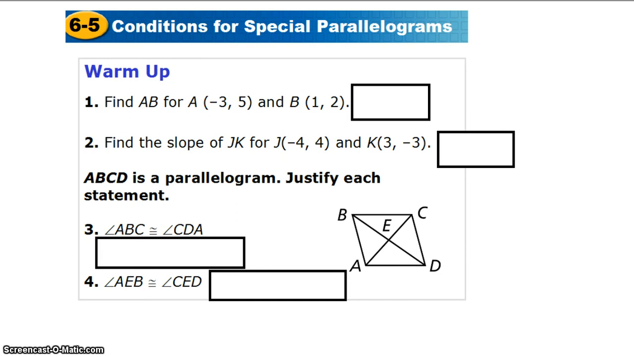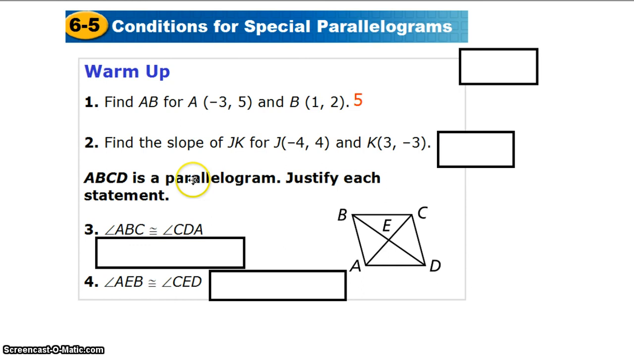Number 1, find AB. For the point A and point B, you should have 5. Number 2, find the slope. You know how to find slope, and you should have -1.